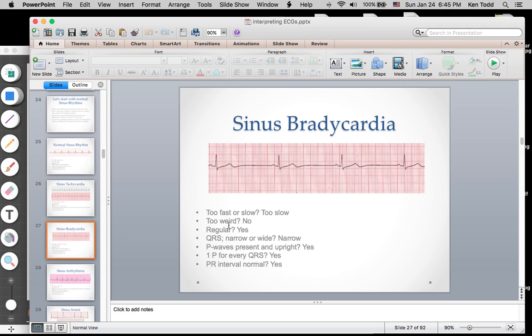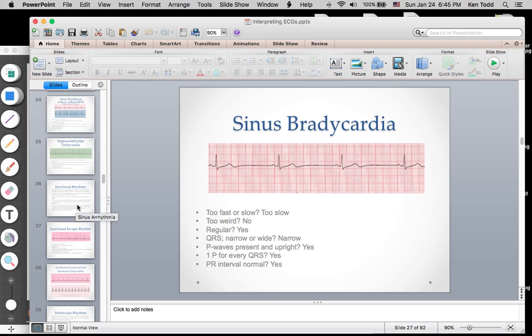It is too slow. It's not really too weird. It's regular. QRS is narrow. P waves are present and upright. 1-to-1 P waves to QRSs, and a normal PR interval. It's a sinus bradycardia. So that's pretty much it for the sinus rhythms. There's a couple other ones that are in the PowerPoint, but ignore those for right now.